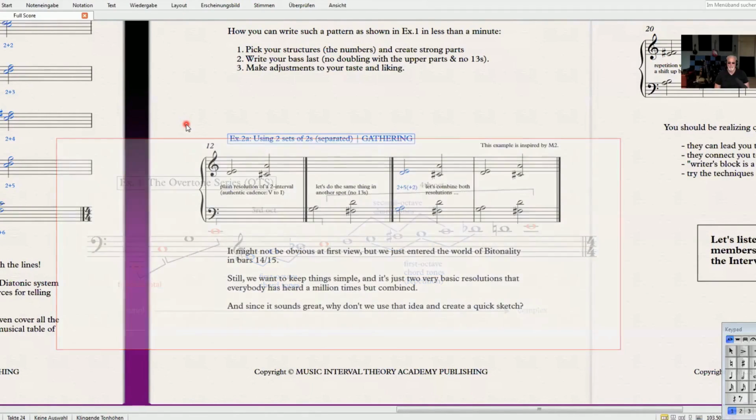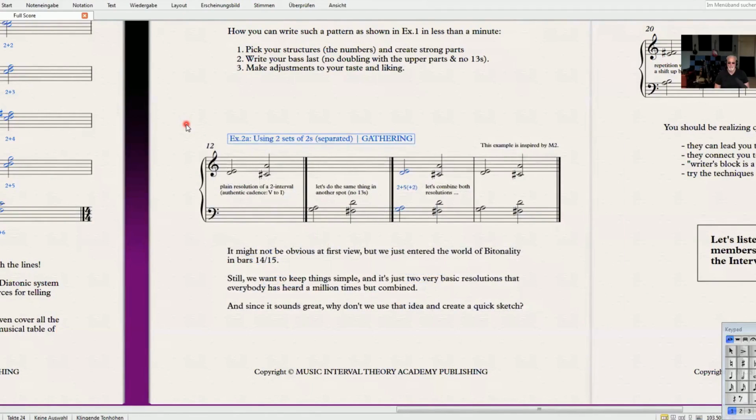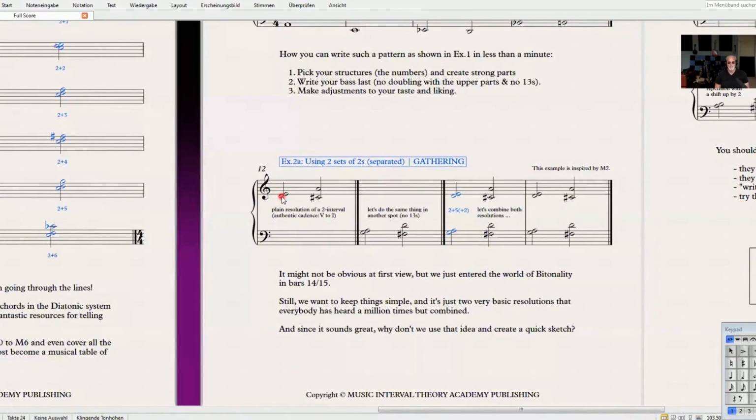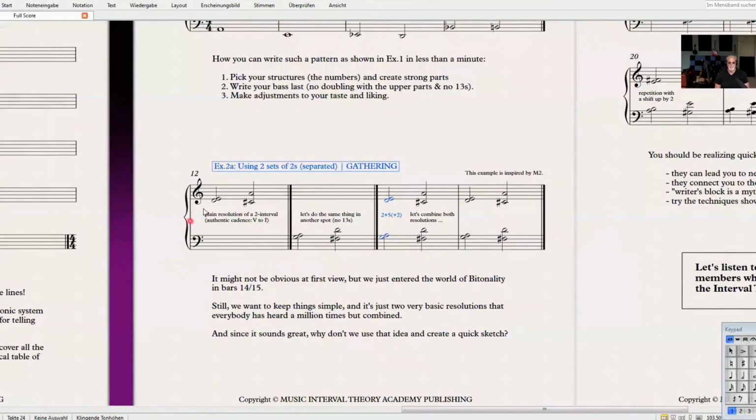Now, if you think of Western culture, what's the easiest way to resolve a dominant 7th chord? Obviously, it's the authentic cadence. That is what you learn in school. So it's the 5 chord going to the 1 chord. Guess what we did right here? That's a 2 interval because I wanted to stick to our M2 matrix, right? We pick a 2 interval and we resolve it in the authentic cadence way. Very simple. You have heard this a million times, I know.